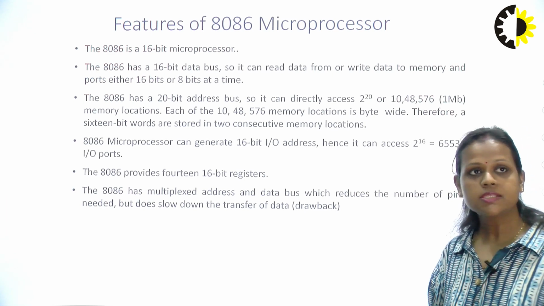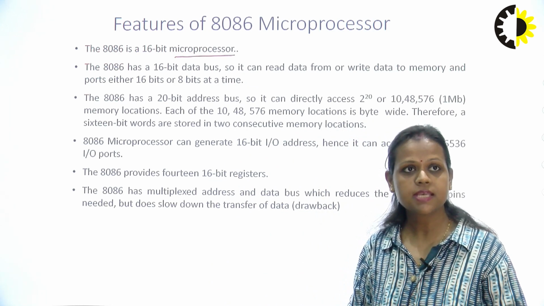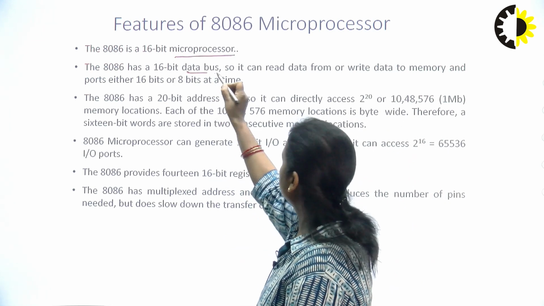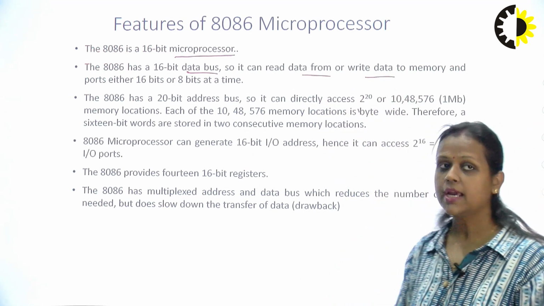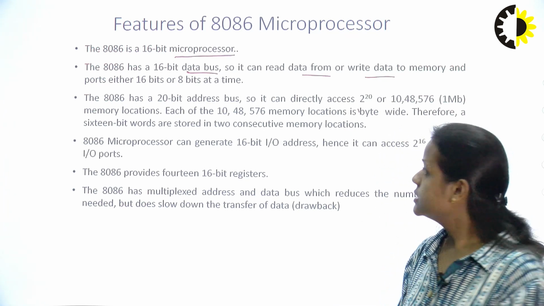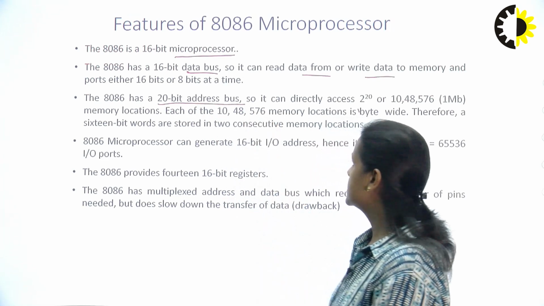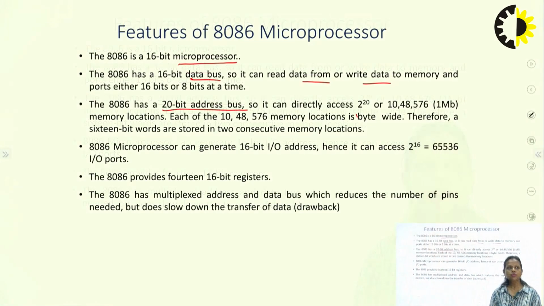The 8086 is a 16-bit microprocessor. 8086 has a 16-bit data bus, so it can read data from or write data to memory and ports either 16-bit or 8-bit at a time. And 8086 has a 20-bit address bus, so it can directly access 2 power 20, which is equivalent to 1 megabyte of memory locations. Each memory location is a byte wide. Therefore, 16-bit words are stored in 2 consecutive memory locations here.